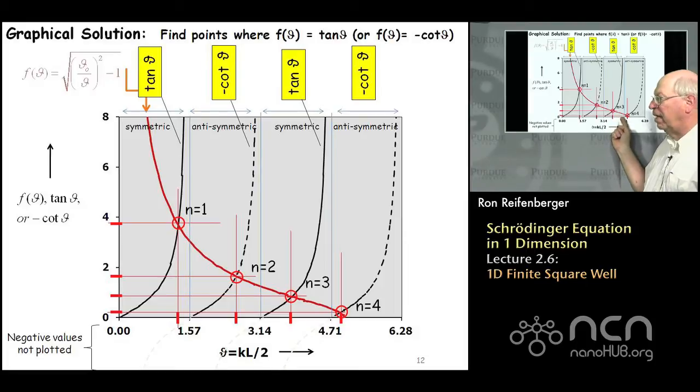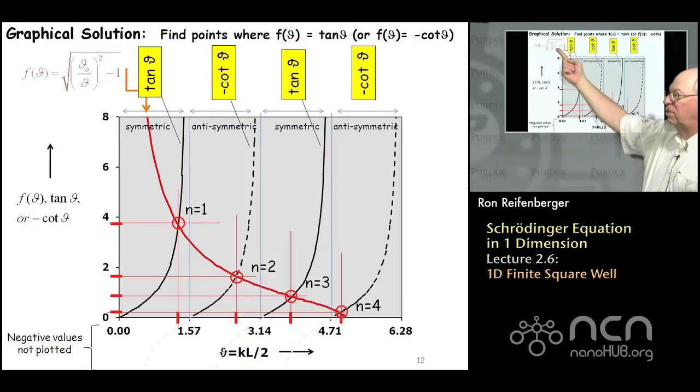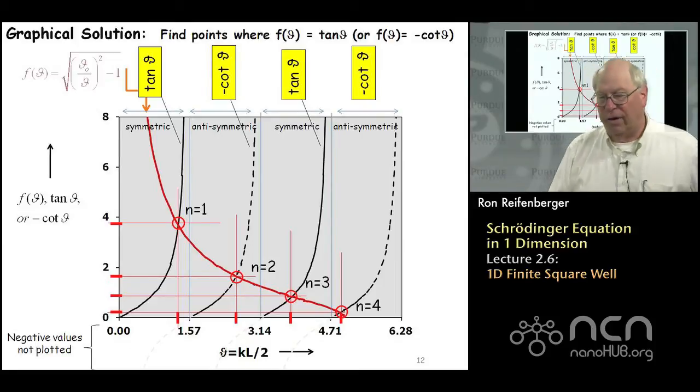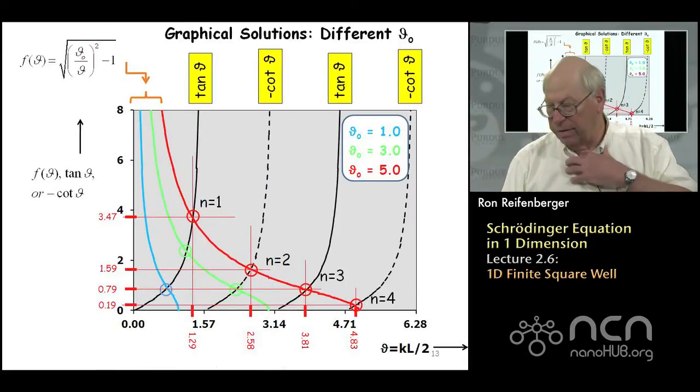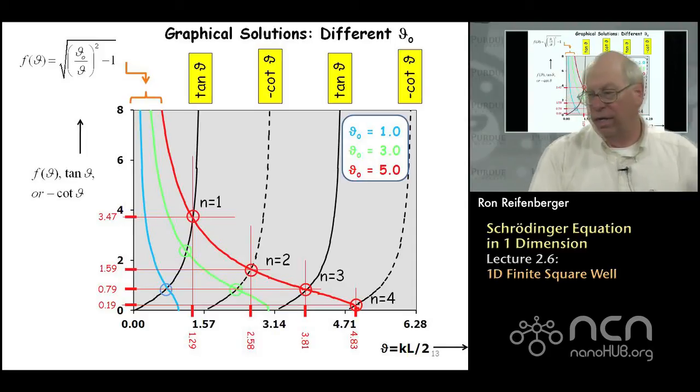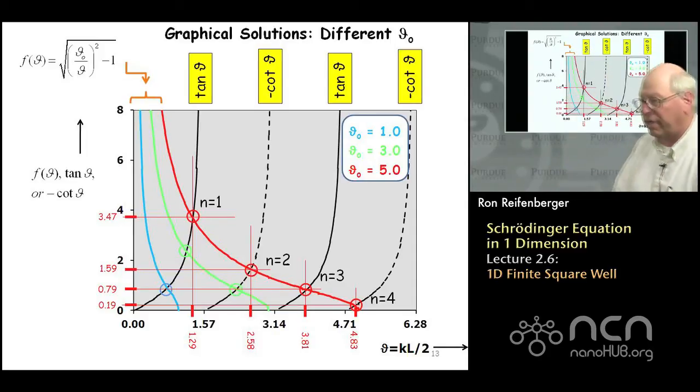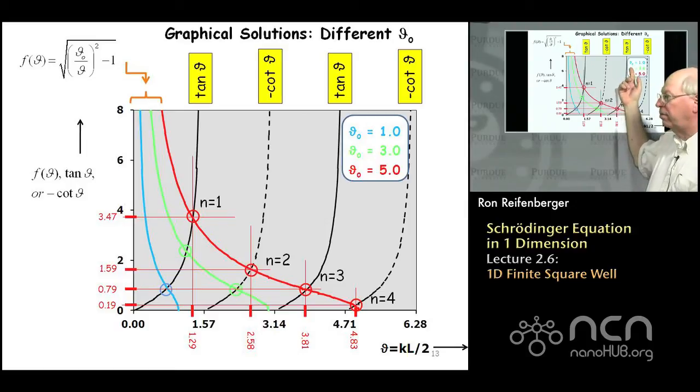And once I specify those values for KL, I can then read over and find out the values of this function, the square root of theta naught squared over theta minus 1. So this is the graphical solution. I expand the solution to provide a little bit more detail. Here I just arbitrarily pick 3 values of theta naught. I pick theta naught equals 1, 3, and 5.